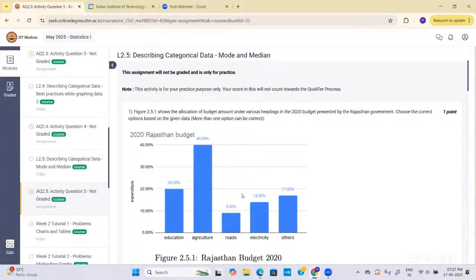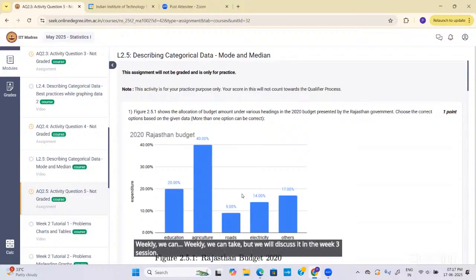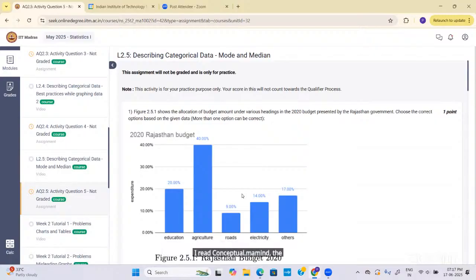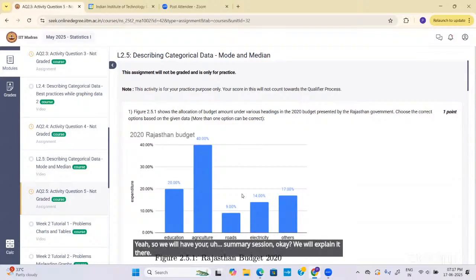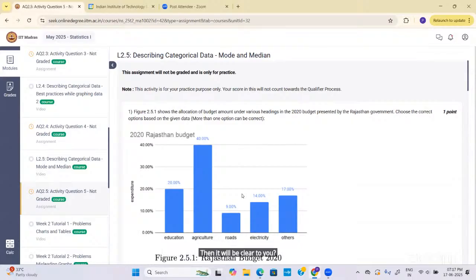Ma'am, will you take doubts from week 3? We can take them, but we will discuss it in the week 3 session. I have a conceptual doubt, ma'am, about percentiles, how to calculate that. Yes, we will have a summary session, and we will explain it there, so it will be clear to you. The next session will be the week 3 summary only, so it will be cleared there.